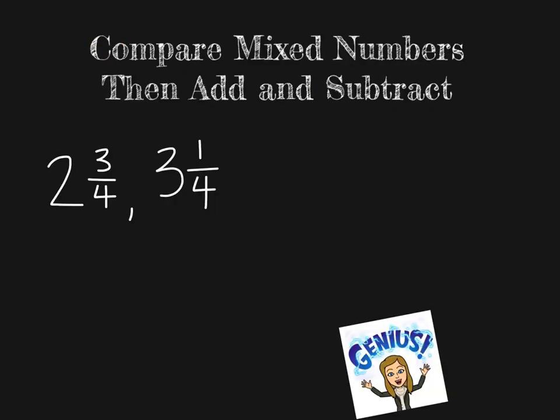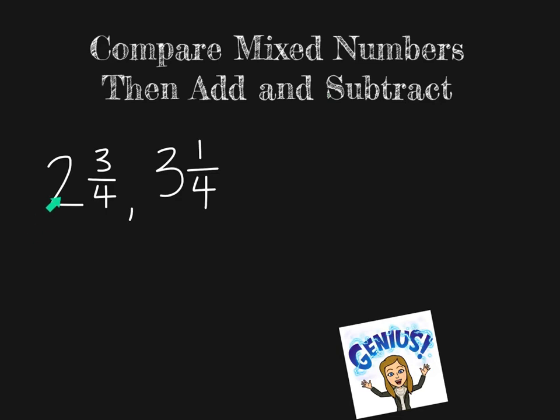Now we're going to do the same thing, but we're going to do it with mixed numbers. Remember, mixed numbers are composed of a whole number and a fraction. So we'll first compare, then we'll add, and then we'll subtract. So right away when you compare mixed numbers, remember you want to compare the whole number first.